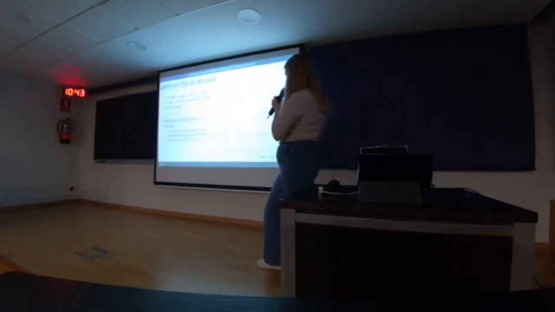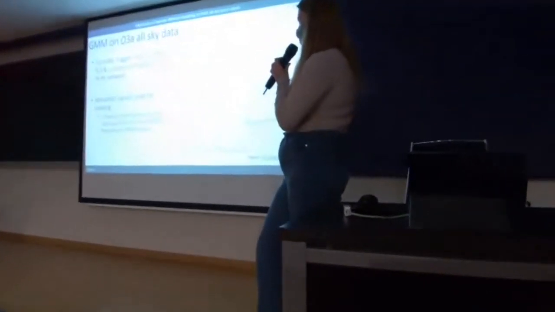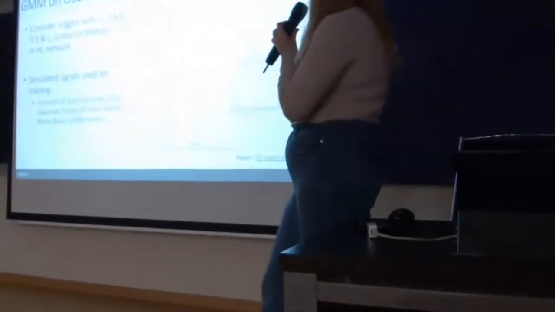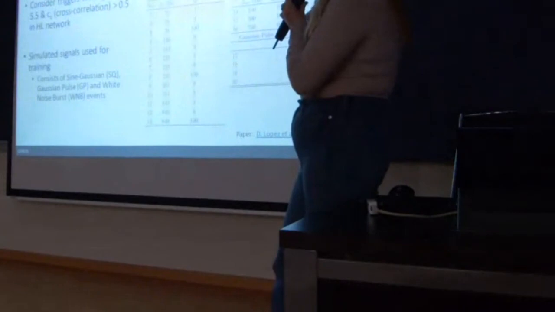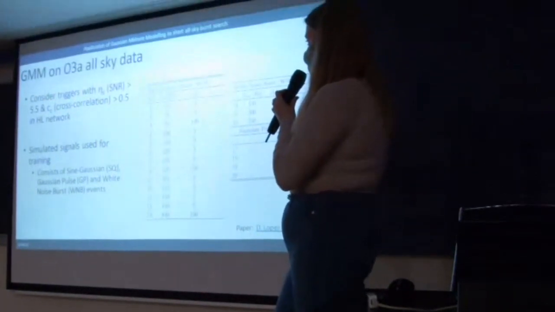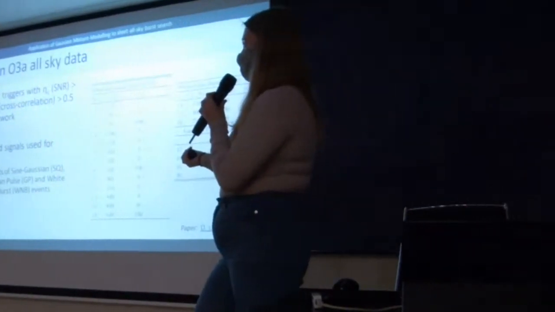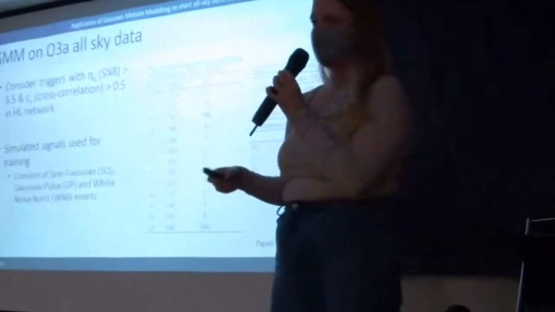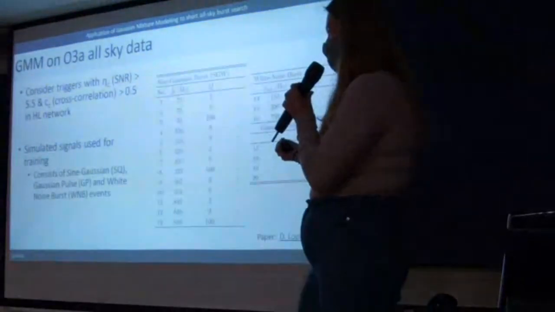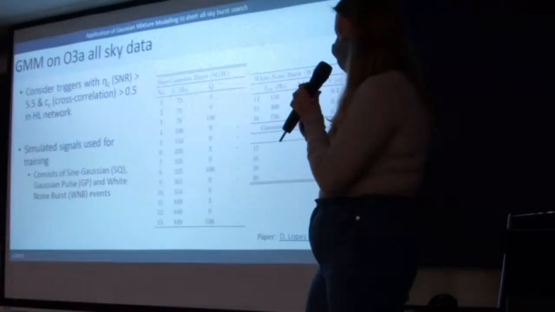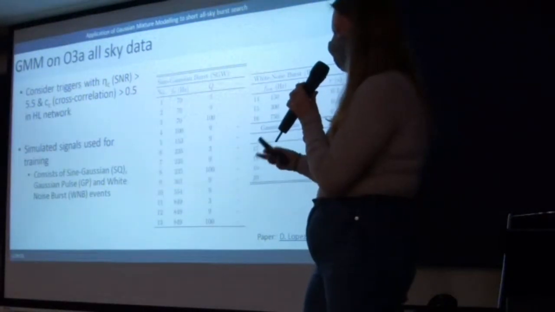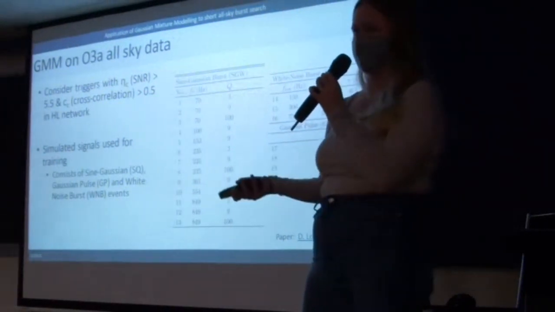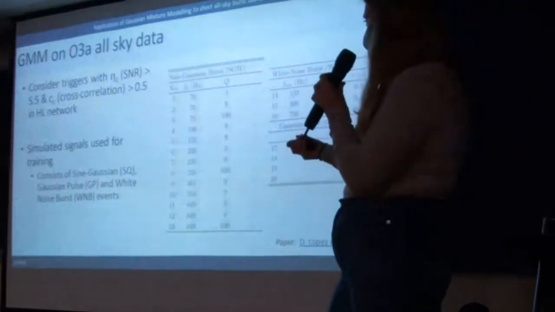So this work was done by Dixie and Lopez. There's a paper out on the arXiv on it. There's another link to it at the end. But we consider triggers with SNR over 5.5 and cross-correlation coefficient over 0.5 in the HL network. We only use the HL network because it's most sensitive for this work. They're co-aligned, so they're sensitive to similar polarizations.